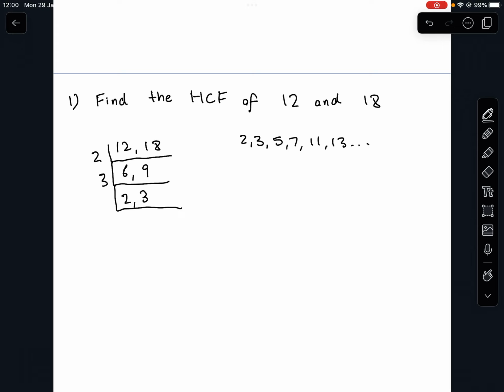Okay, we can't use 2 because 3 is not divisible by 2. We can't use 3 because 2 is not divisible by 3. And the prime numbers after that are way too large. So then we know this is going to be our simplest form. So the HCF is again going to be the product of the numbers on the side, which is 2 times 3, which equals 6. So that's how you find the HCF.